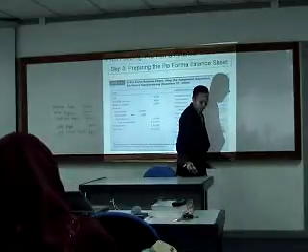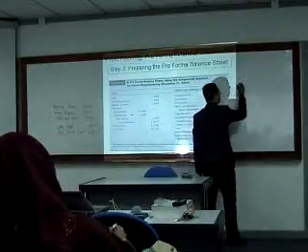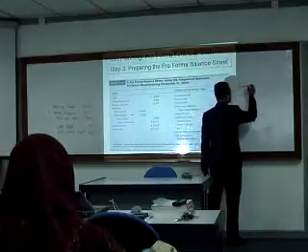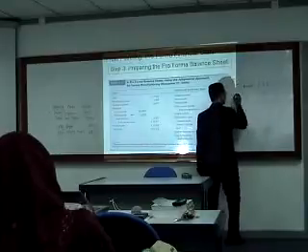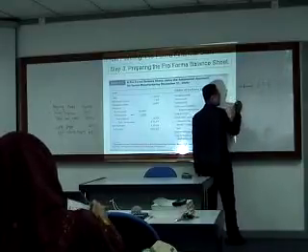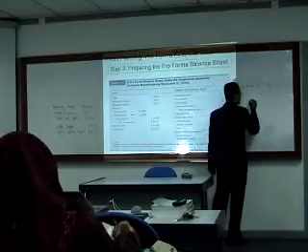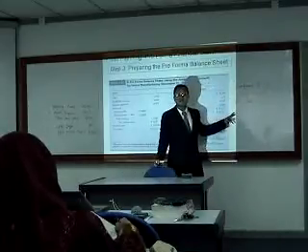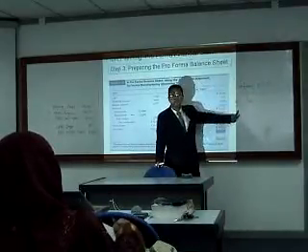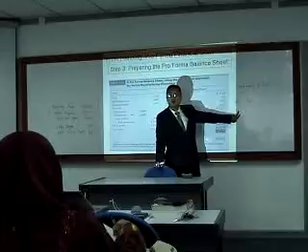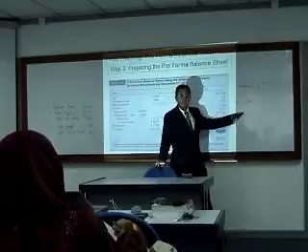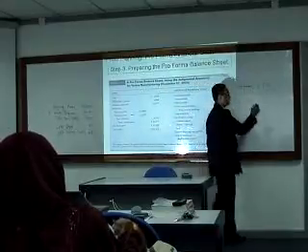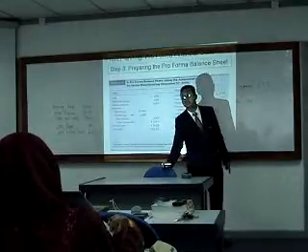When we prepare the statement of retained earning, we have the beginning balance. Where do you get this balance? Beginning balance from the preceding year balance sheet, right? How much is the retained earning?